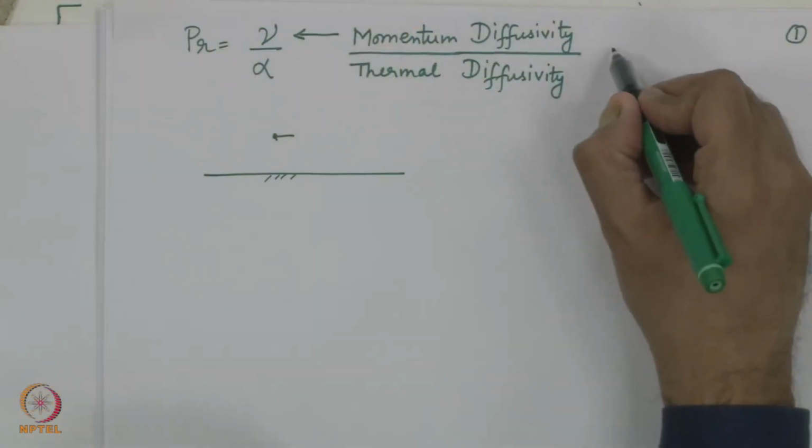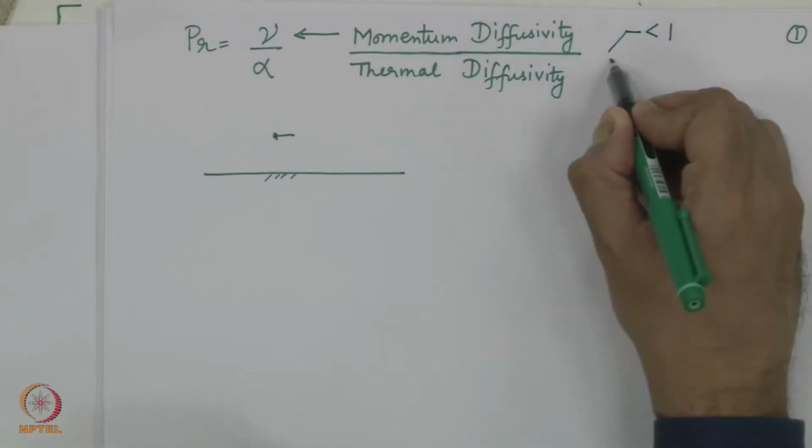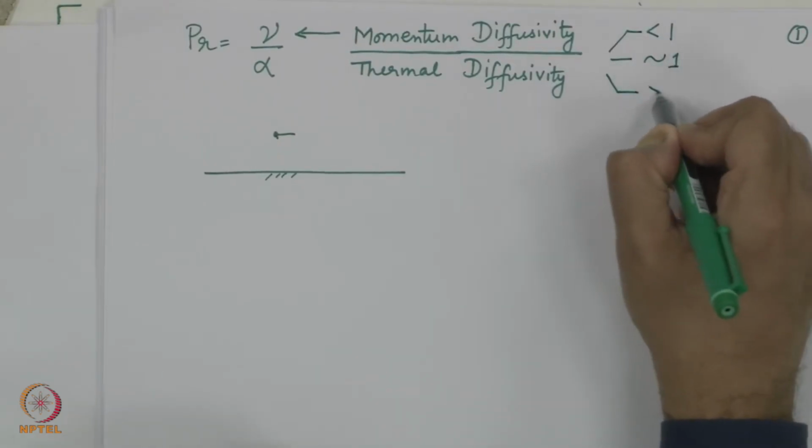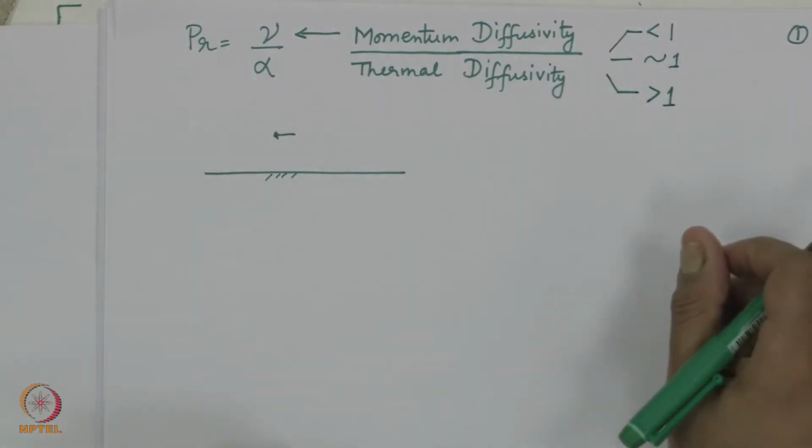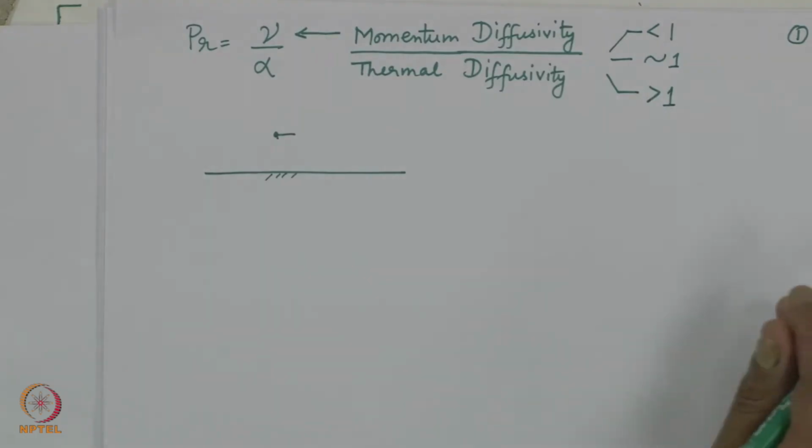You would see that most fluids behave differently with respect to momentum and heat transfer. That quantity is given by this non-dimensional number, Prandtl number, nu over alpha. So, obviously, we can say Prandtl number can have three different values: less than 1, approximately equal to 1, or greater than 1. Very nice.